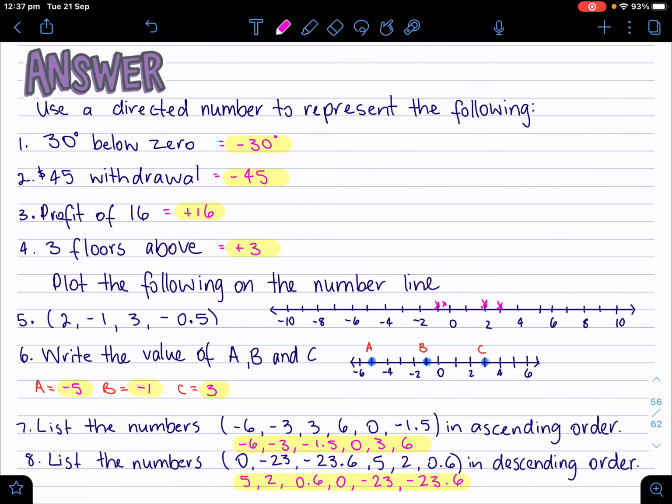Okay, well, you should have got that right, and you should have a good indication of identifying the direction of a negative or a positive number in directed numbers and its weight. And you should also be able to graph them by now. Hopefully you got them all right. If you didn't, go back and watch the video again.